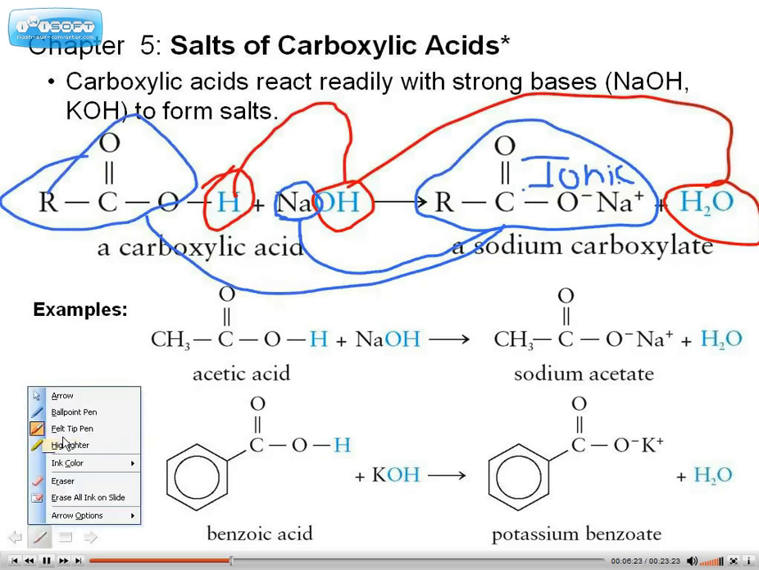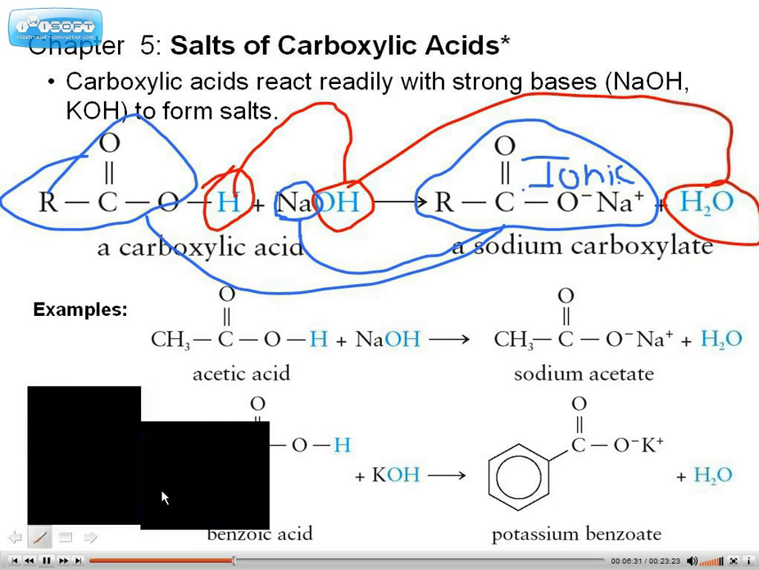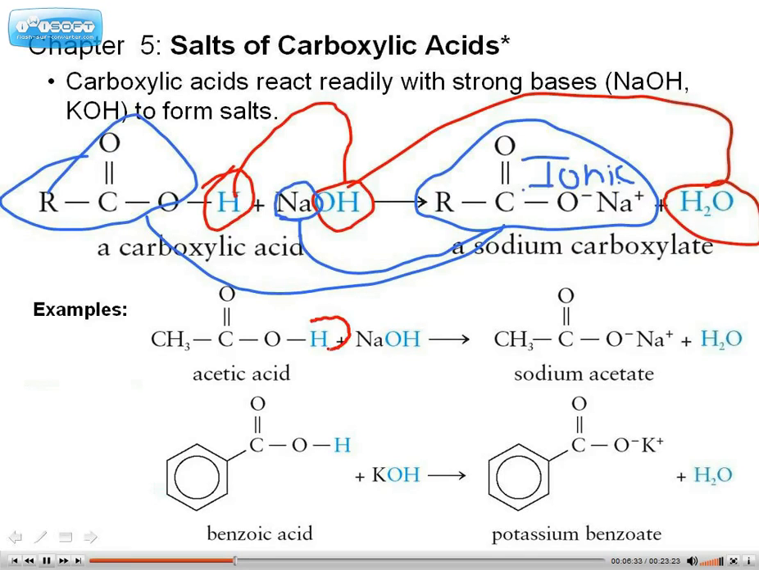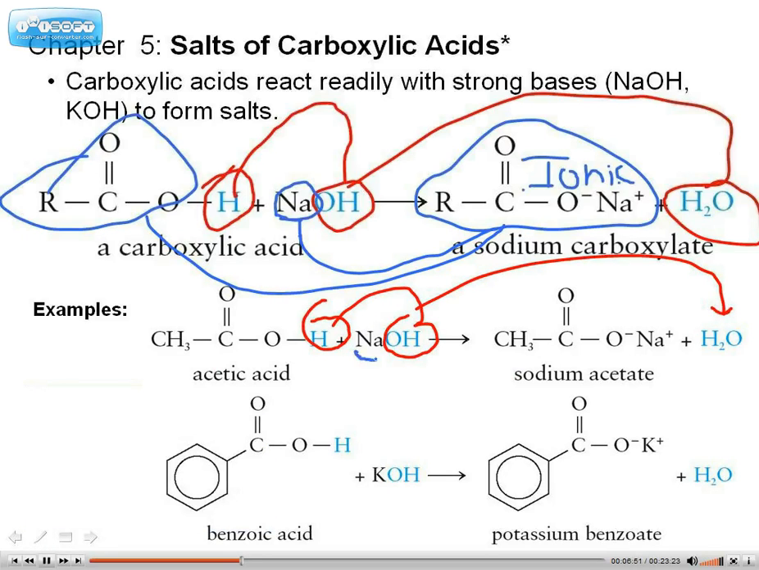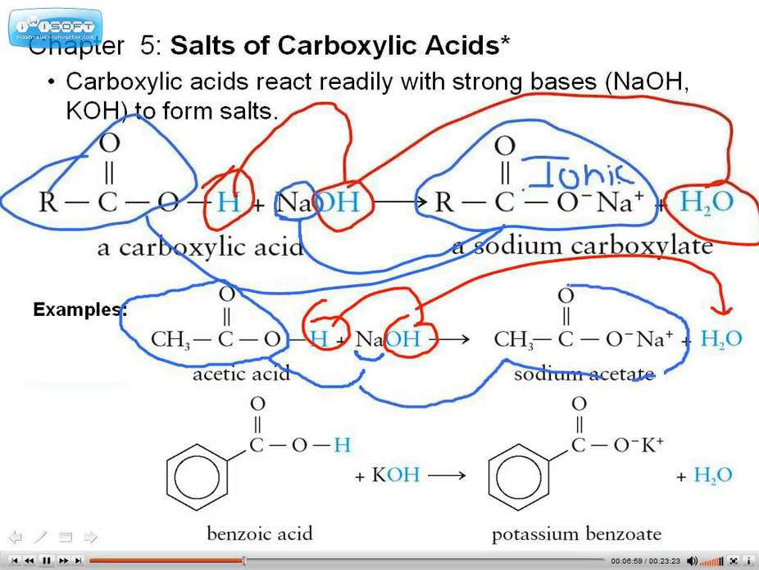Here's a nice example. I could ask you to predict the product as well as name the product using the IUPAC rules, which we learned earlier. So here we have acetic acid, also known as ethanoic acid using the IUPAC name. The hydrogen and hydroxide come together forming the water. The leftover sodium, underlined in blue, and the carboxylate ion will form this structure right here.